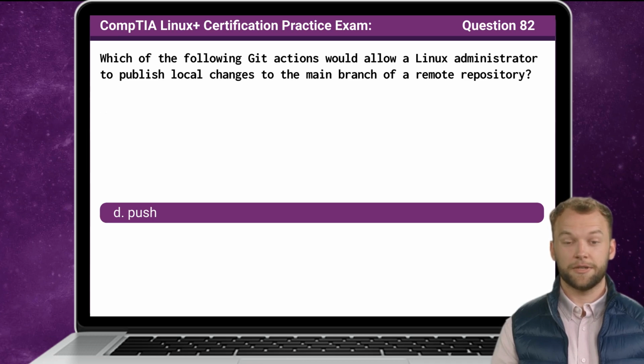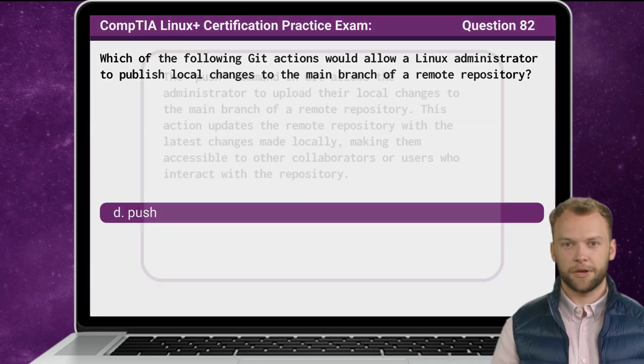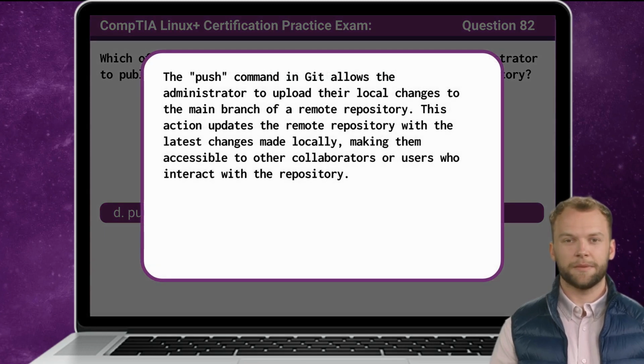The answer is D. Push. The push command in Git allows the administrator to upload their local changes to the main branch of a remote repository. This action updates the remote repository with the latest changes made locally, making them accessible to other collaborators or users who interact with the repository.